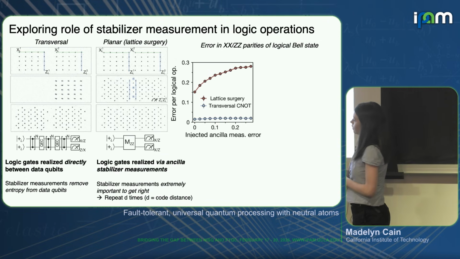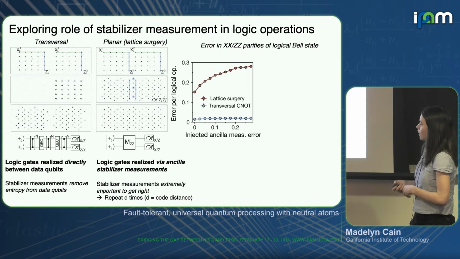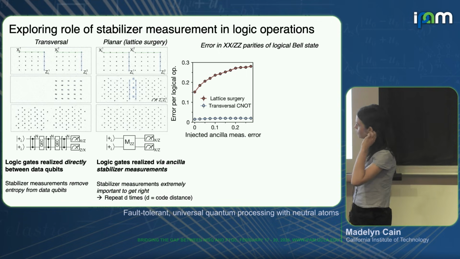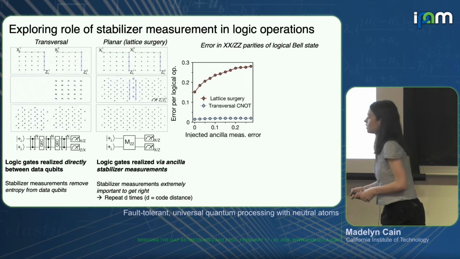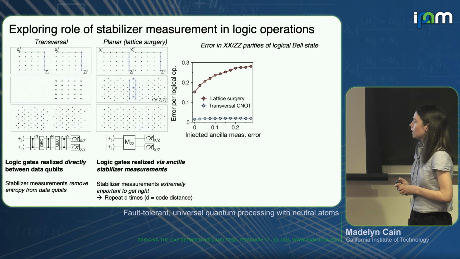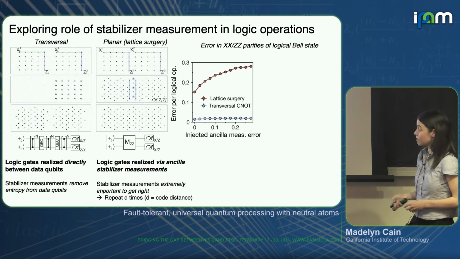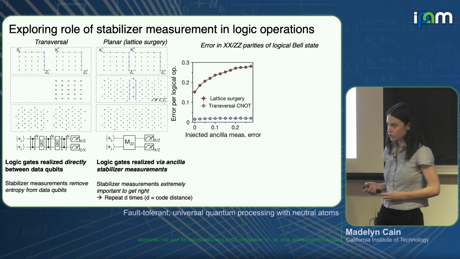And in general, it's known that because you need such robustness against incorrect measurements of your stabilizers, you actually need to repeat this process on the order of d times in order to have sufficient protection against stabilizer measurement errors, where d here is the code distance.